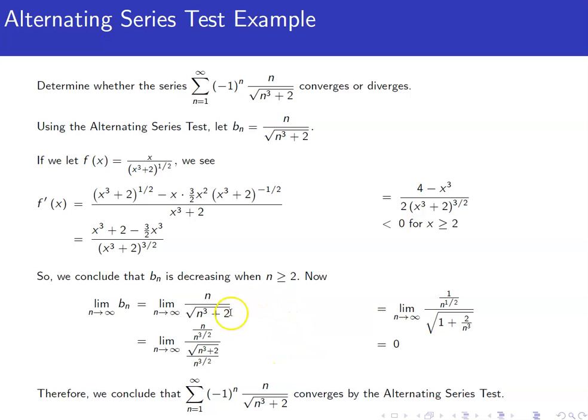Anyway, going through this now, the sequence was decreasing. The sequence has a limit that's equal to 0. So our original alternating series then must converge by the alternating series test.